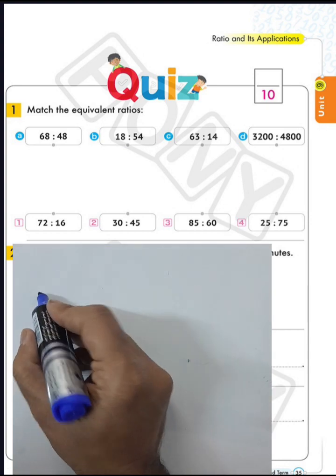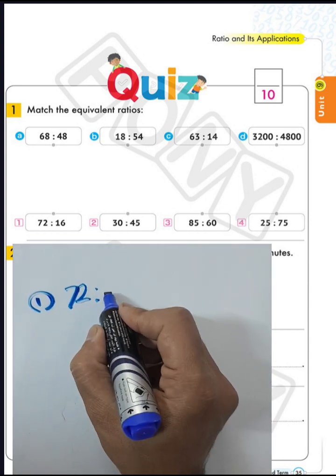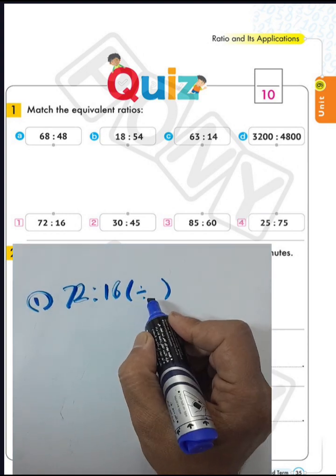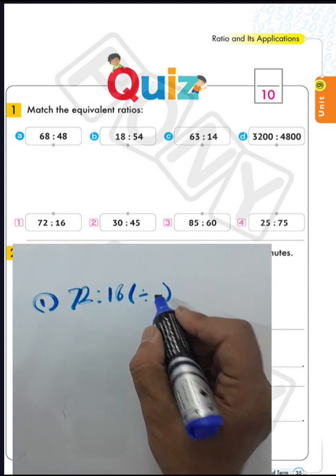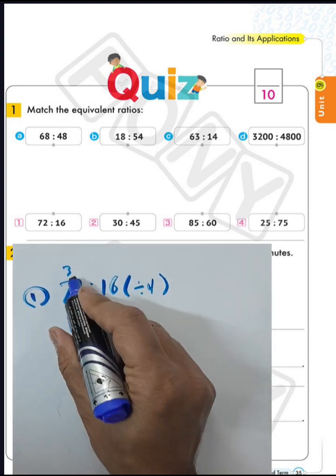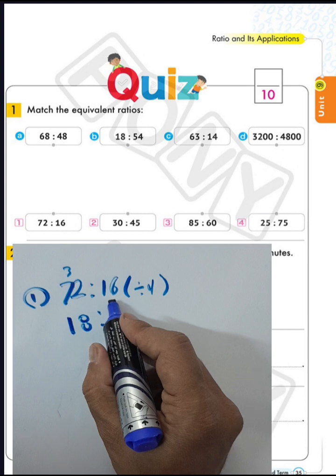And question number 1, what about 72 to 16? Here we can divide it by what? 72 can be divided by 4. Okay, divided by 4. Here 7 divided by 4 equals 1, and remainder 3. 32 divided by 8 equals 4, because 4 times 8 equals 32, and 16 divided by 4 equals 4.